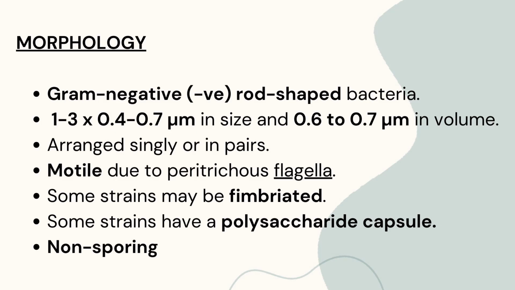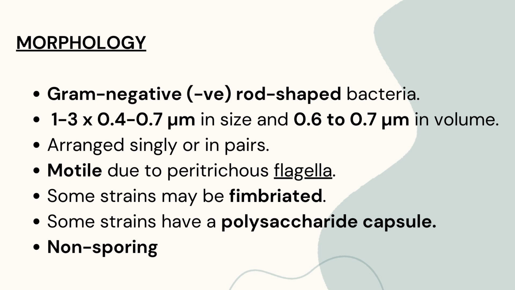Morphology. E. coli is a gram-negative rod-shaped bacteria. It is 1 to 3 by 0.4 to 0.7 micrometer in size and 0.6 to 0.7 micrometer cubed in volume. It is arranged singly or in pairs. It is motile due to peritrichous flagella. Peritrichous flagella is a flagellar arrangement where multiple flagella are distributed all around the cell surface.